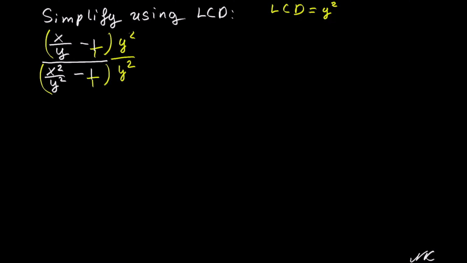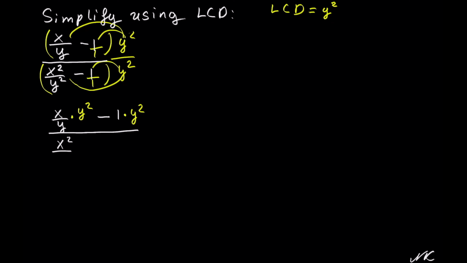And now we just need to distribute this y squared. So let's distribute it into the numerator, and we get x over y times y squared minus 1 times y squared. Over, let's distribute y squared into the denominator, and we get x squared over y squared times y squared minus 1 times y squared.